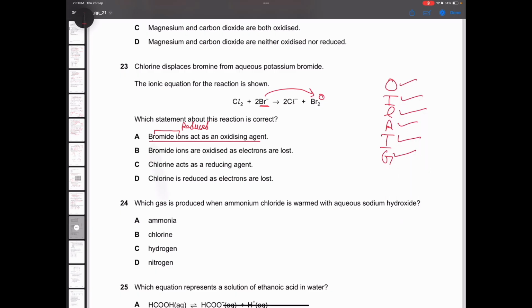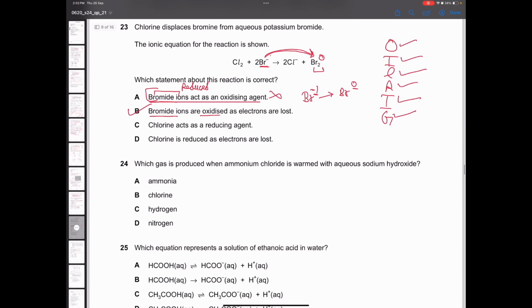So if bromide ions are getting reduced according to the statement, is it actually getting reduced or is it getting oxidized? It is getting oxidized. So statement A is incorrect. Bromide ions are oxidized as the electrons are lost. Yes, it is getting oxidized. How? Because it is Br minus here and on the product side it is Br 0. So charge of -1 means excess electrons. Charge of 0 means neutral amount of electrons. So yes, our statement B is correct.